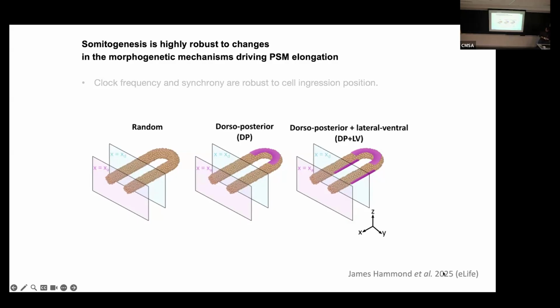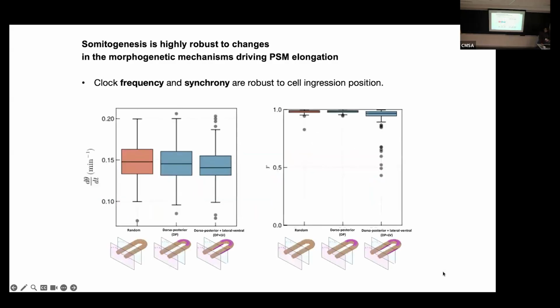To try to understand this, we start from parameter values that have been calibrated with experimental data from zebrafish, and we see that the clock frequency and the synchrony are robust to the changes. So yeah, clock synchrony and frequency are super robust to cell ingression position. You can add the cells wherever you want, it doesn't care.